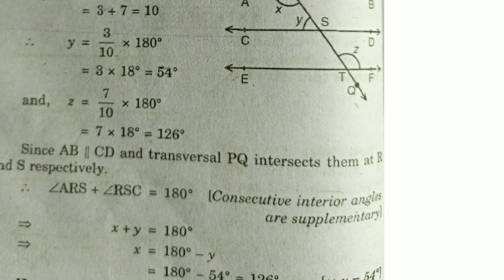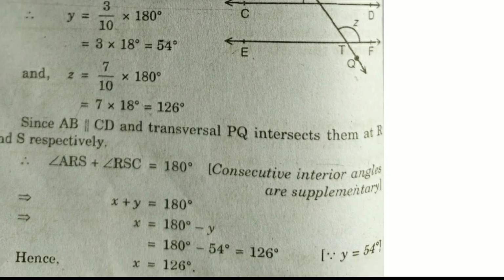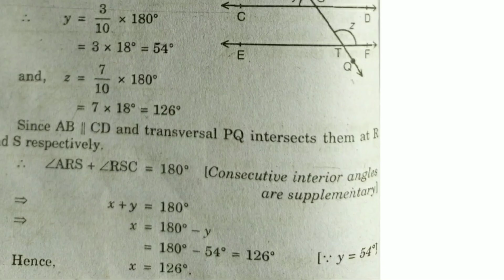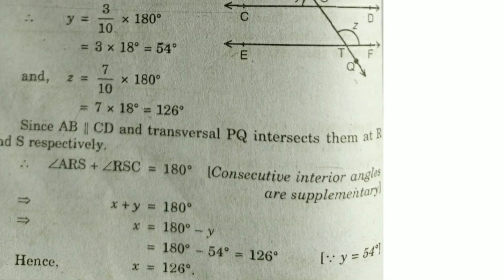Since AB is parallel to CD and transversal PQ intersects them at R and S respectively, ARS plus RSC equals 180 degrees. So consecutive interior angles are supplementary. So x plus y equals 180 degrees, or x equals 180 degrees minus y, that is 126 degrees. As you can see, the angle is 126 degrees.